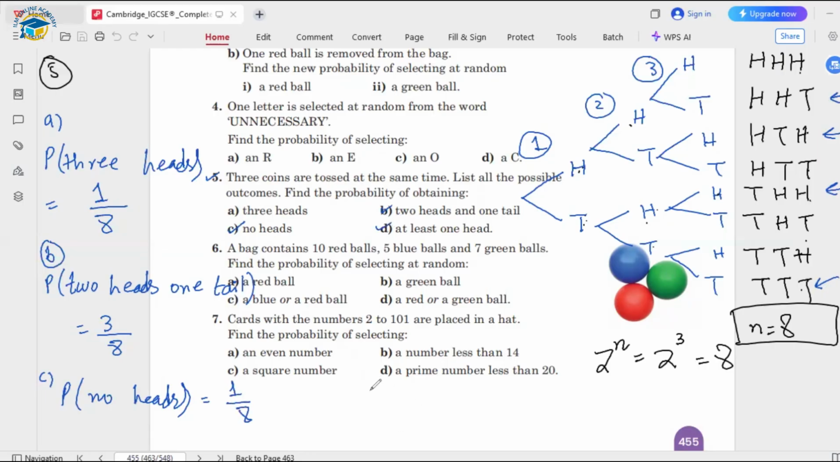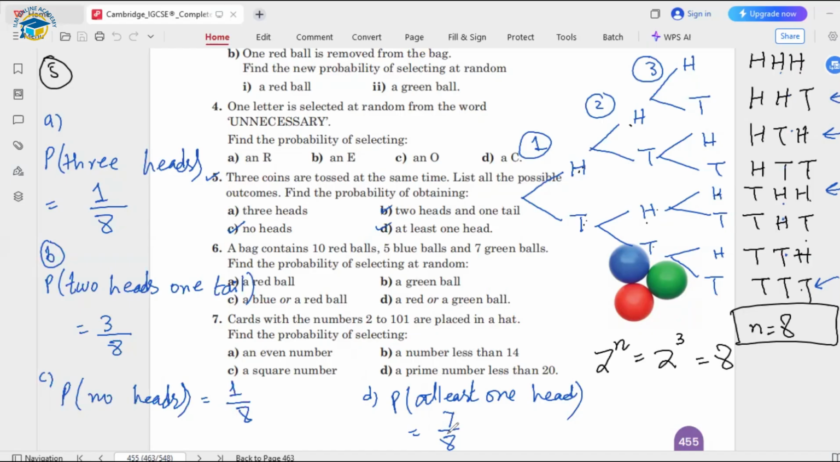Now D is the probability of at least one head. At least one head, we have head in all of these. Okay, just one is there where we don't have a head. So that's why 7 out of 8 we have at least one head. There can be more than one as well, but at least one head must be there.